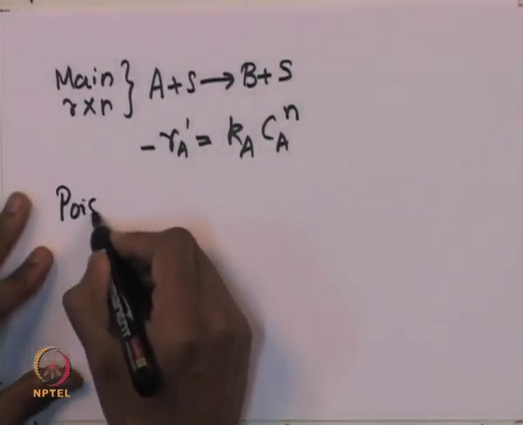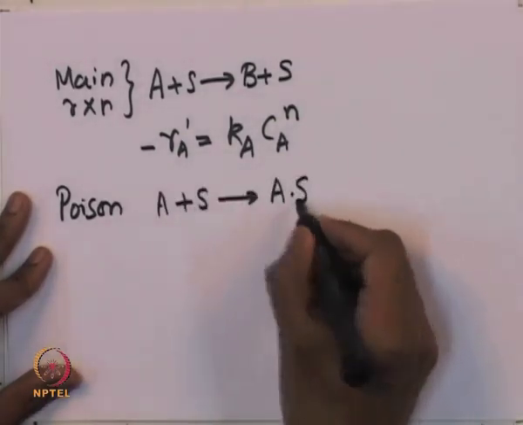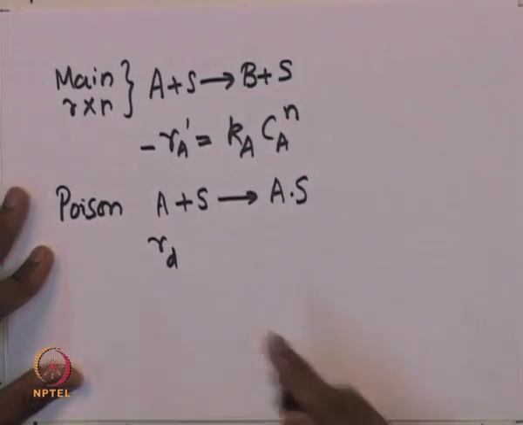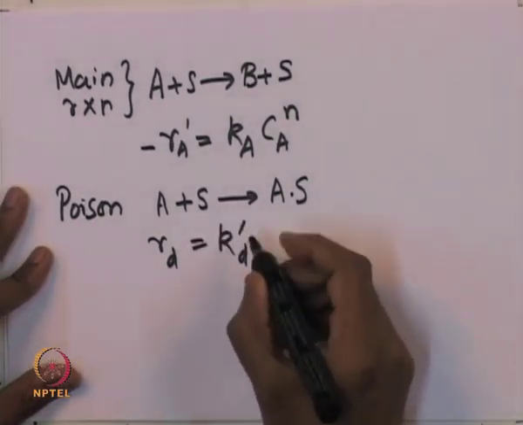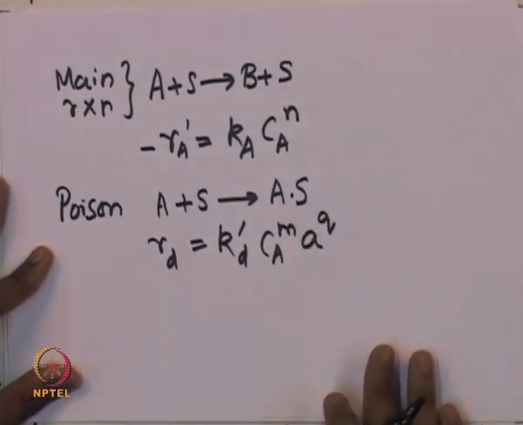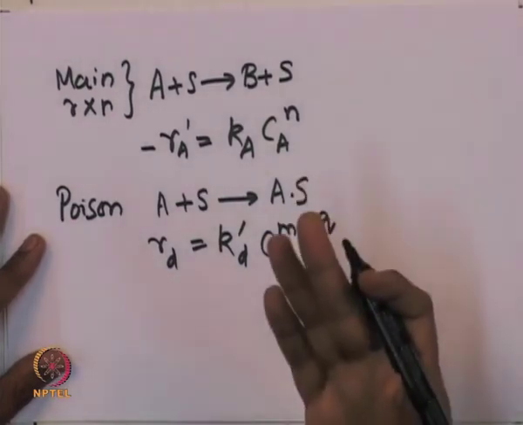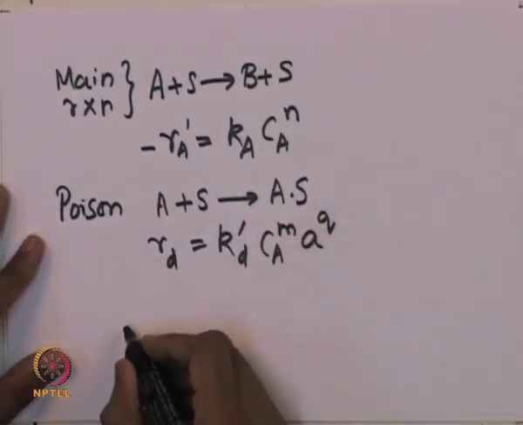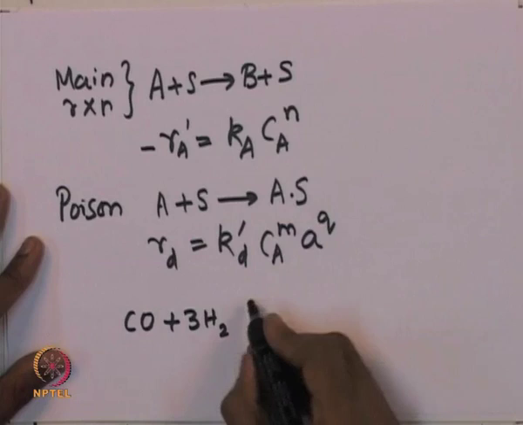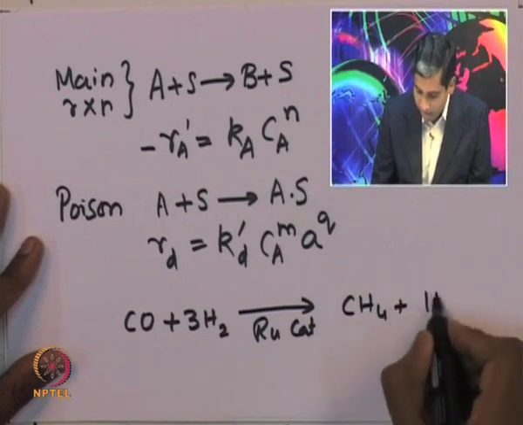Then there might be a poisoning reaction, which is A plus S leading to A·S, which poisons the catalyst site, and let us consider the rate of decay equal to k_d prime times C_A to the power of m times a to the power of q. Let us assume that this is the decay law. A very good example of a reactant itself acting as a poison to the catalyst is the case of methane formation using carbon monoxide and hydrogen on a ruthenium catalyst. On a ruthenium catalyst, it leads to CH4 and H2O.